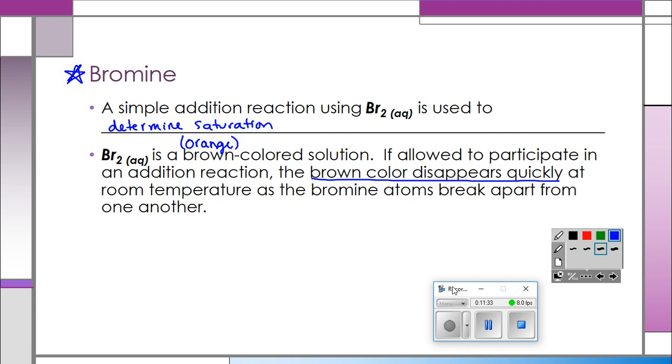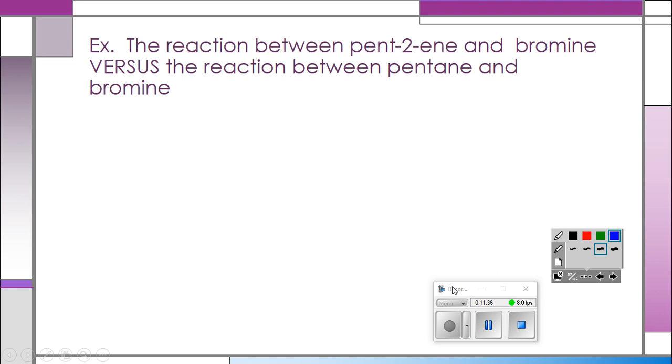So just as an example of how that would look, if I compare pent-2-ene and pentane, both in a reaction with bromine. Pent-2-ene, is that saturated or unsaturated? Well, hopefully you look and you're like, ooh, alkene, unsaturated, it has a double bond. So when I add that Br2, something different should happen than when I have pentane.